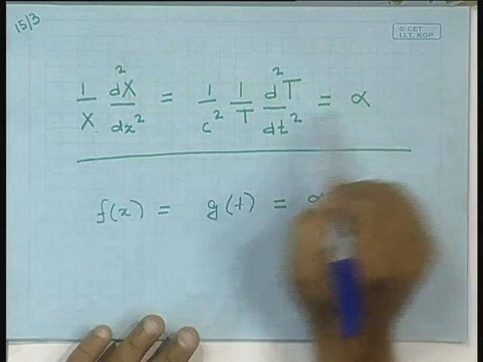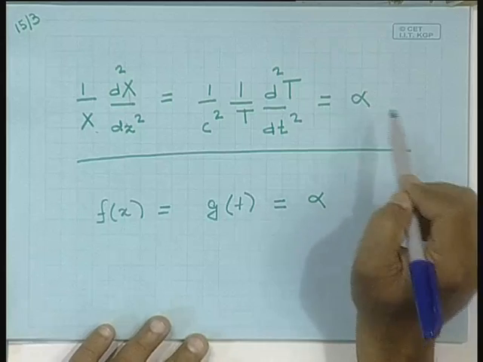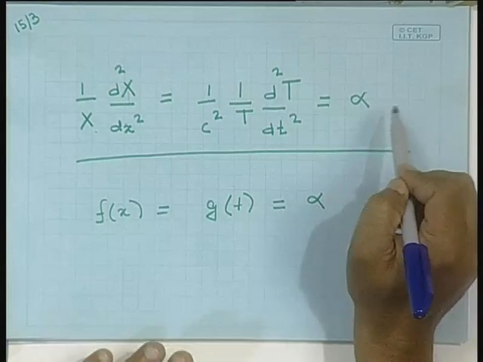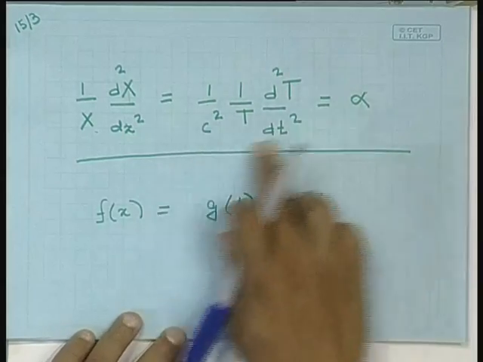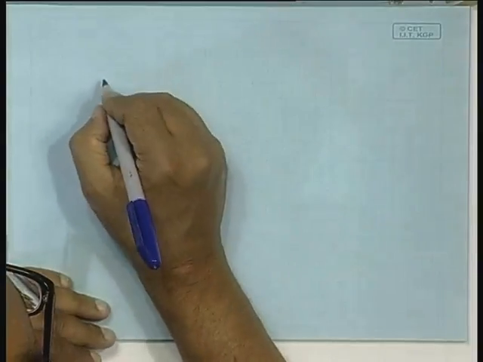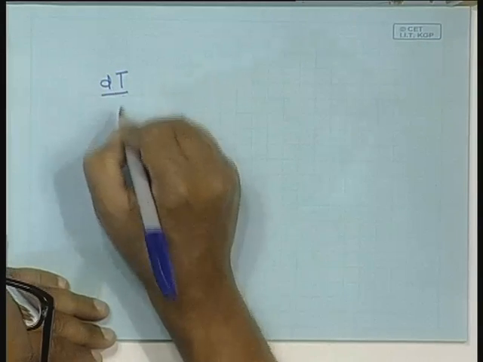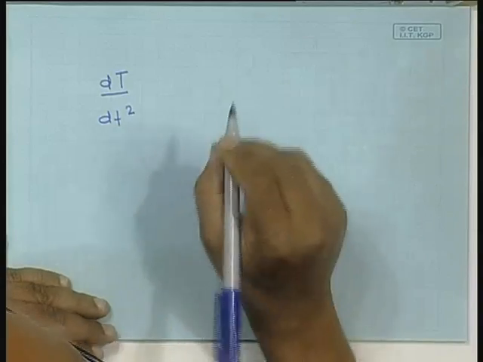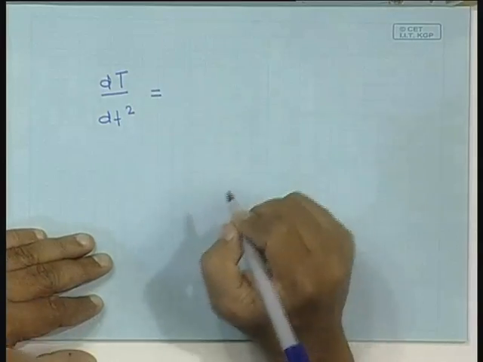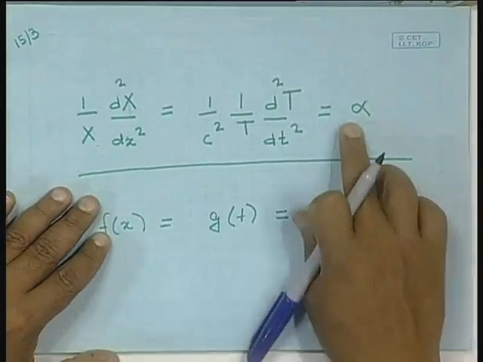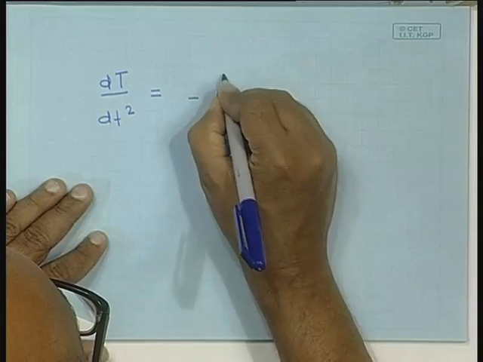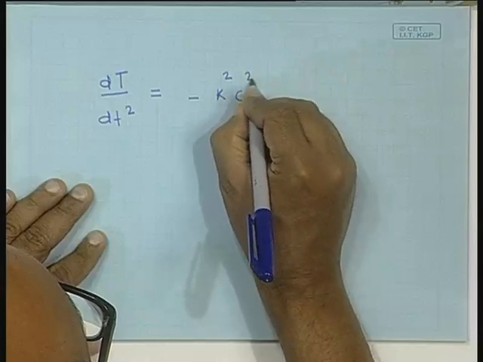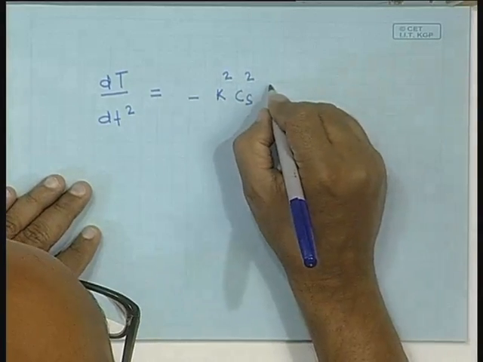This is equal to a constant, and the constant we saw has to be negative. So we wrote it as minus k square, and we found that k has to be a multiple of pi by L. Now, let us see what that implies for the time part. The time part of this equation now becomes d square xi by dt square is equal to, now the constant alpha we wrote as minus k square, so we can write this as minus k square Cs square into t.